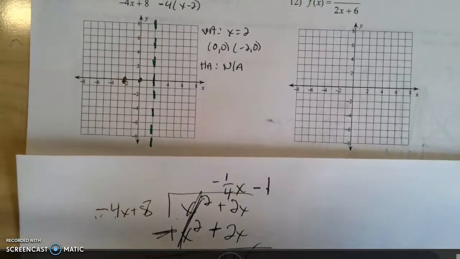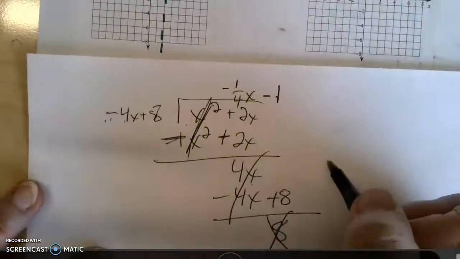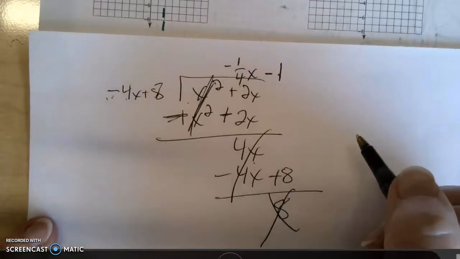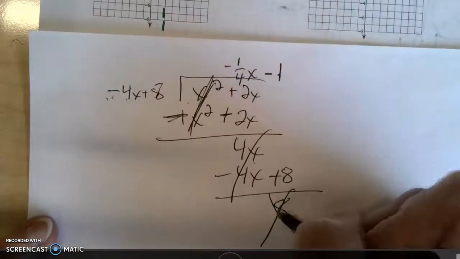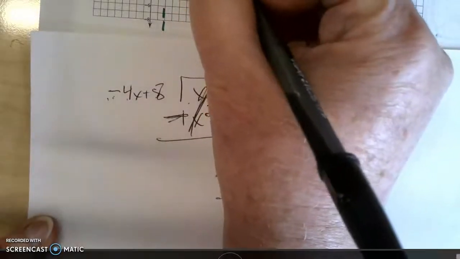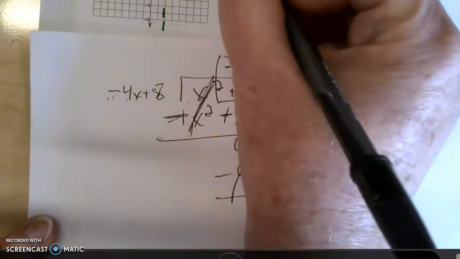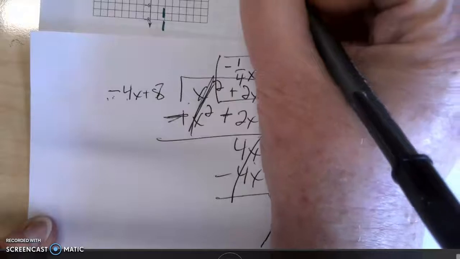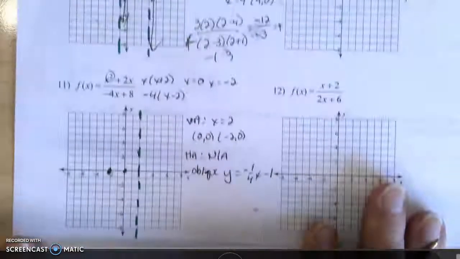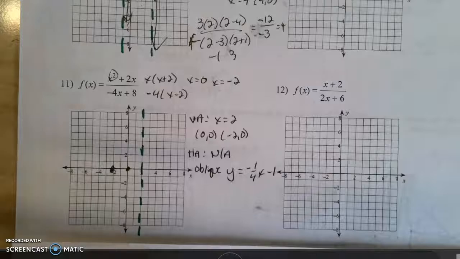I don't care about remainders. Oh, sorry that you could not see my work. I don't care about remainders. I only care about this. That is my oblique: -1/4 x minus 1. So I'm going to plot it.